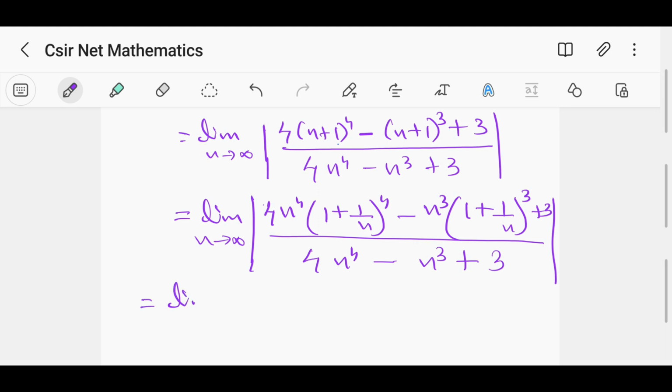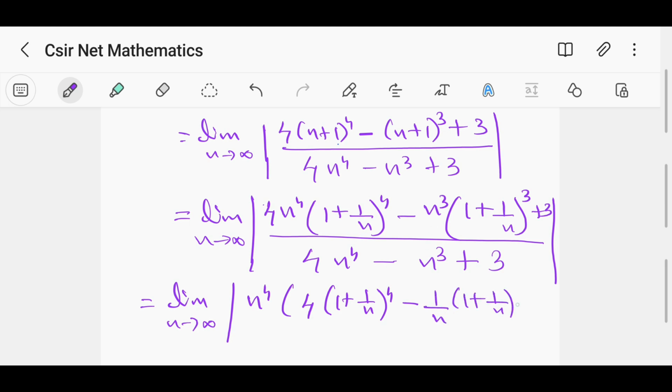Now this is equal to the limit as n tends to infinity. So here let us take n^4 common. What do we get? n^4 times [4 times (1 + 1/n)^4 minus, here if you take n^4 common, here we have n^3, so that will be 1/n into (1 + 1/n)^3, plus 3/n^4].